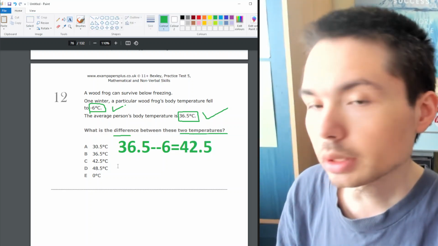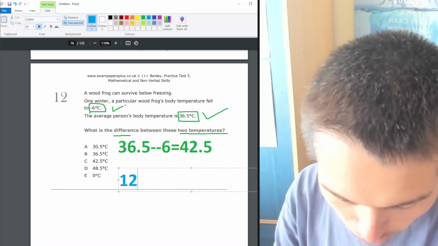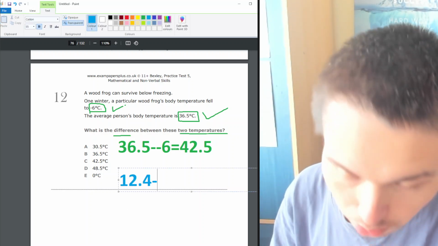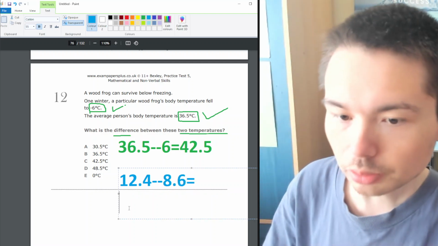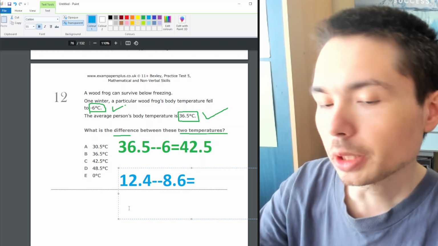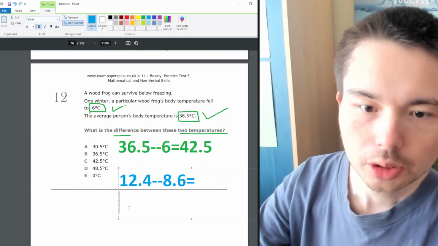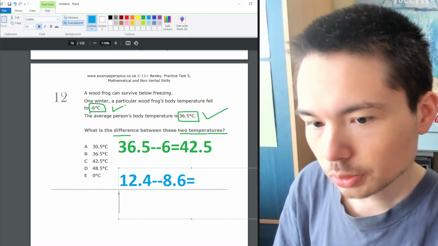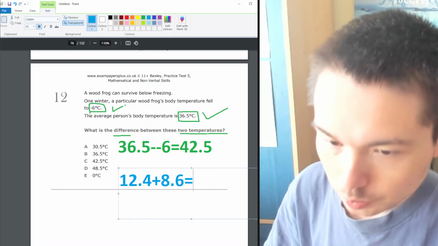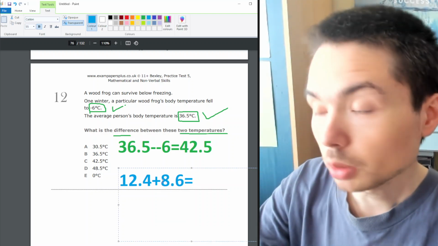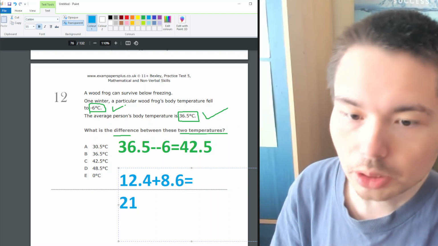Good. Here's another negative question just to make sure you guys have it. What is 12.4 minus -8.6? Just do it yourself. You have 5 seconds. The double negative means positive, so that is the same as just adding the two numbers together. 12.4 plus 0.6 is 13, and then you plus 8, so it'll be 21.